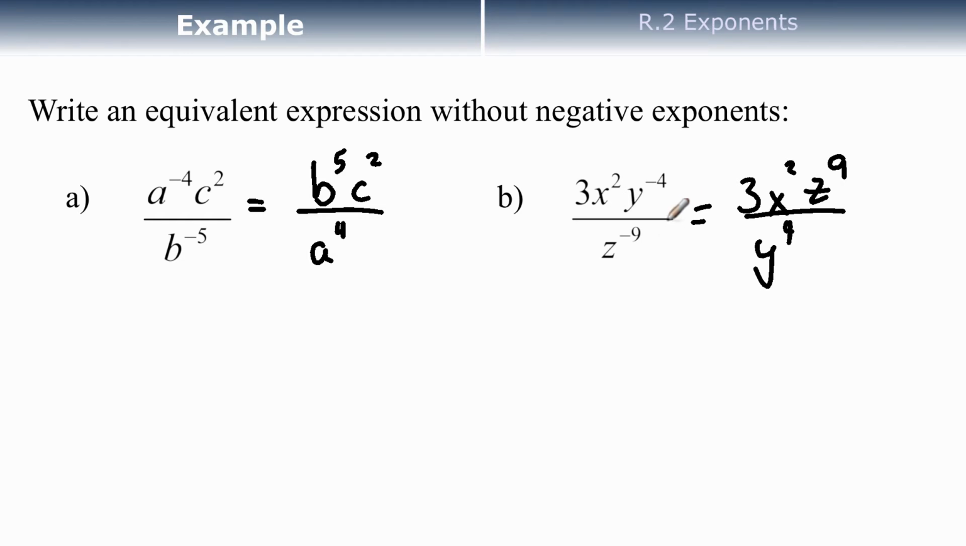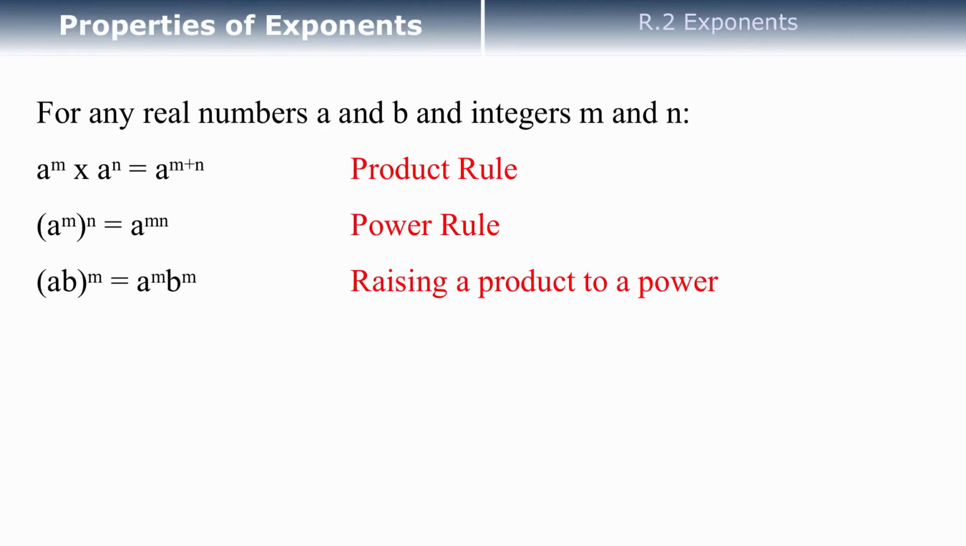Now let's get into doing some operations with them. And so that's where these rules come in. So if I have common bases and they have exponents, I can simplify that or combine that by adding the exponents. And that's known as the product rule. We'll see that lots. There's similar kinds of rules in logarithms and other places too.